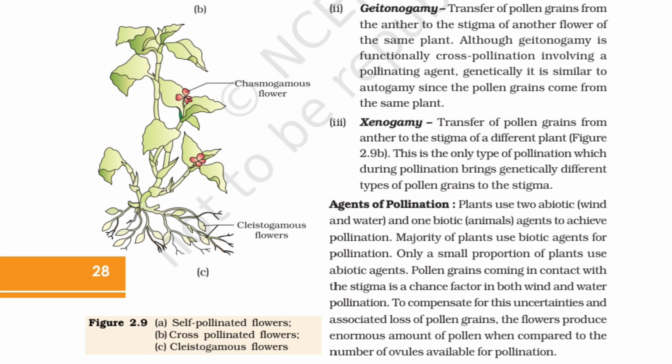Agents of pollination. Plants use two abiotic agents, wind and water, and one biotic agent, animals, to achieve pollination. Majority of plants use biotic agents for pollination. Only a small proportion of plants use abiotic agents. Pollen grains coming in contact with the stigma is a chance factor in both wind and water pollination. To compensate for the uncertainties and associated loss of pollen grains, the flowers produce enormous amounts of pollen when compared to the number of ovules available for pollination.